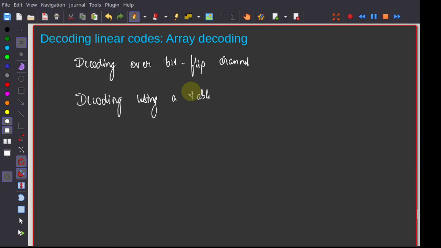Okay, so that is one way to do decoding. But again, this takes an enormous amount of space. The other approach is to do minimum distance decoding.